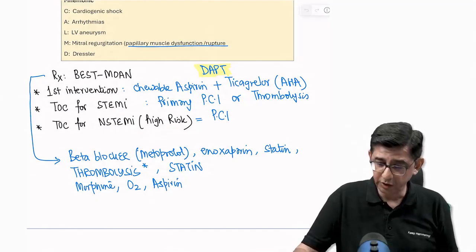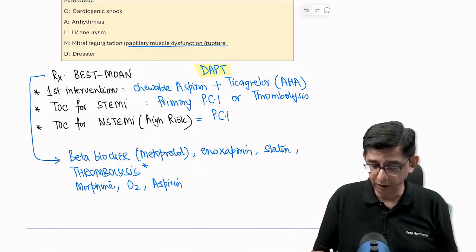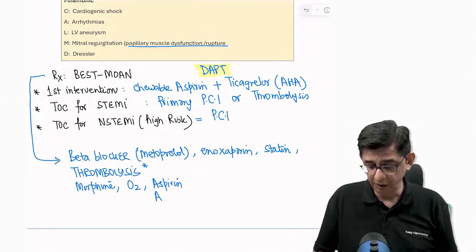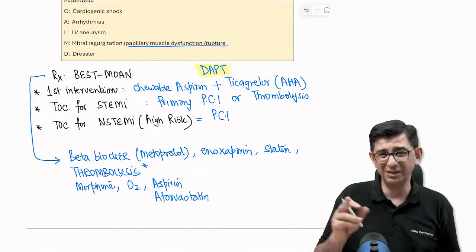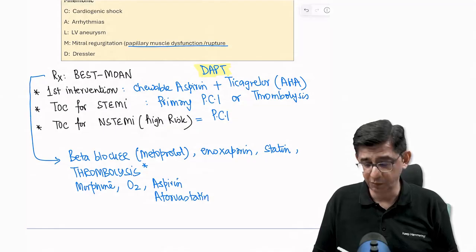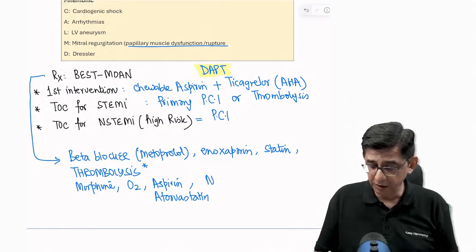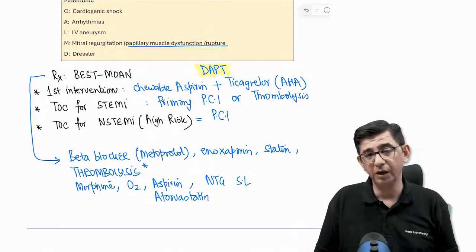Or in fact, I can use that in A only. Why create any confusion? A is for aspirin and A is for atorvastatin. Otherwise, the alphabets will be missed. I mean, if I say statin got T, the alphabet will be missed. So aspirin, atorvastatin, and N is nitroglycerin that is given sublingually.